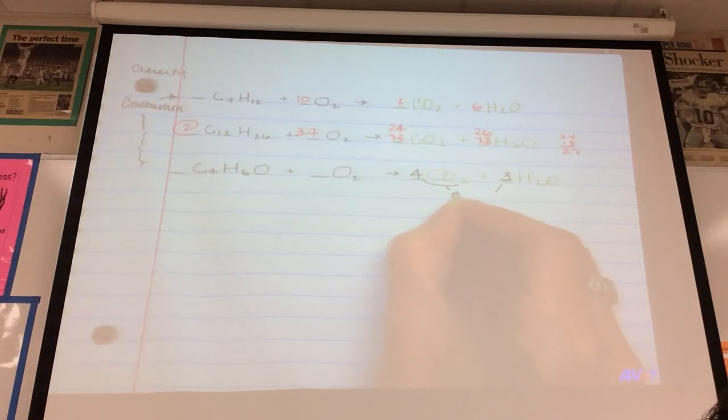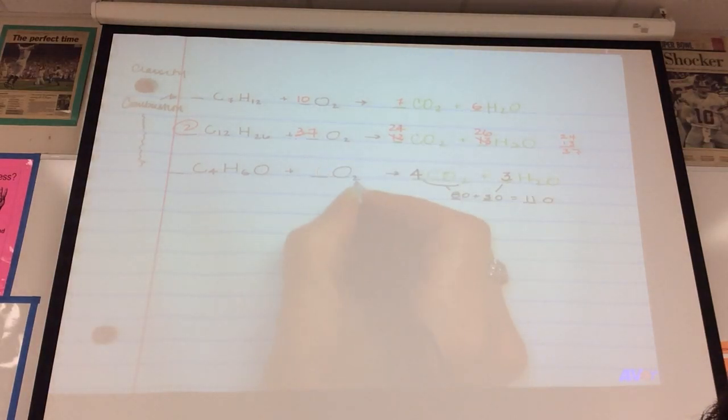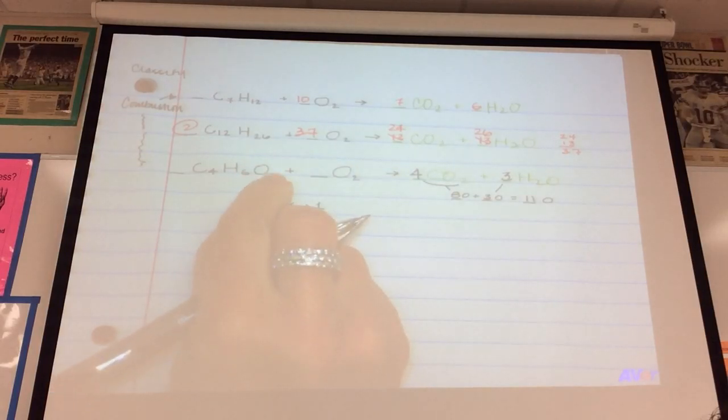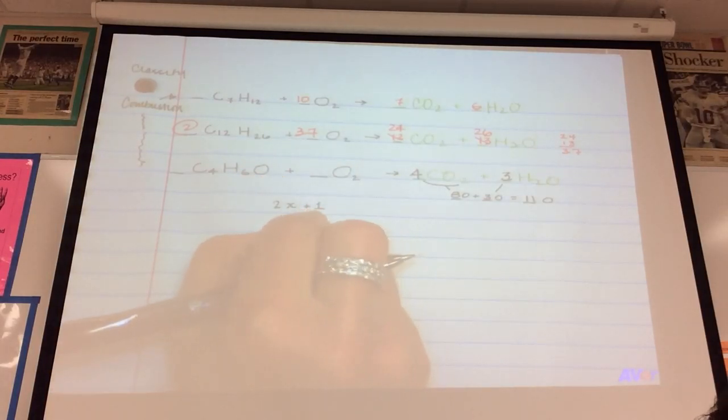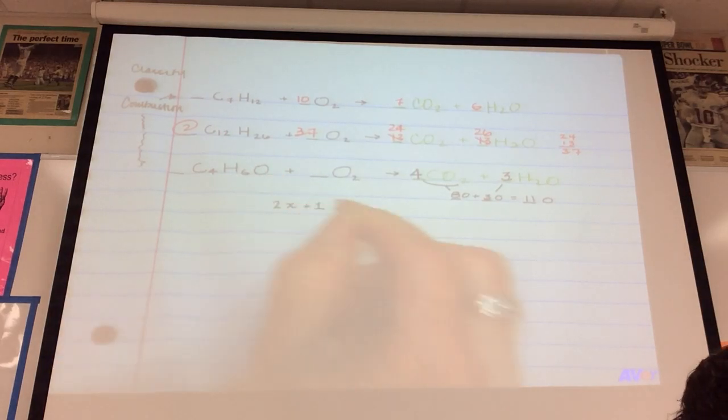11 is correct. You have 8 here, and 3 here is 11 O's. Here's where you have 2 times something, so the 2x, plus 1 more here. If there were a subscript here, that would be the number you placed here. So if there's a 1, there's 1. If there were 2, you'd put 2. If there was a 3, you'd put 3. A 4, you'd put 4, etc.